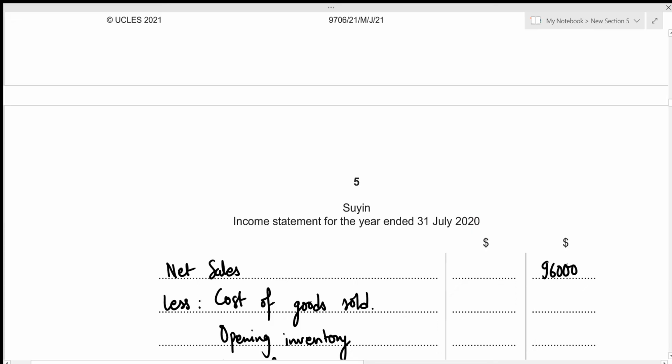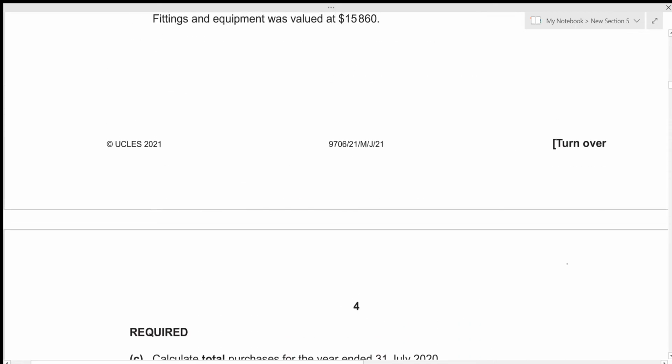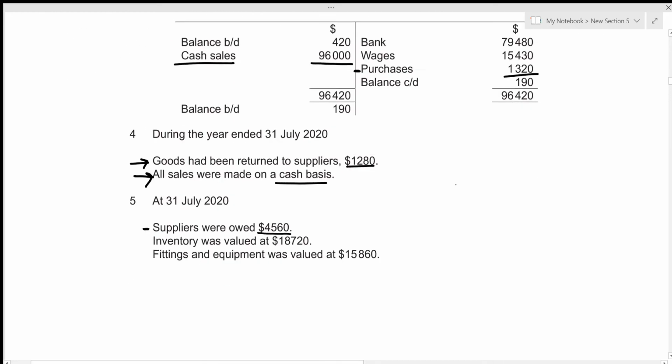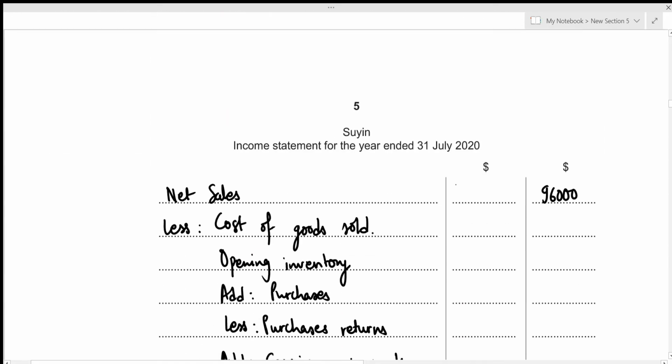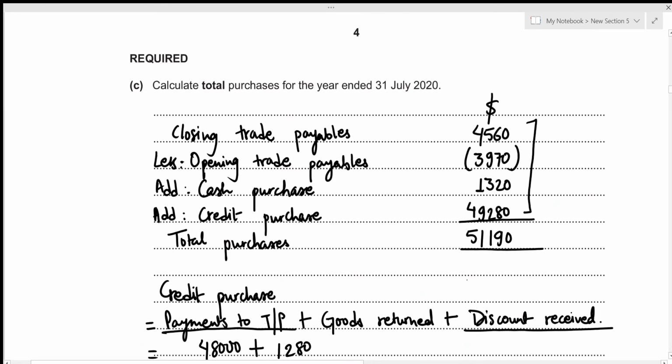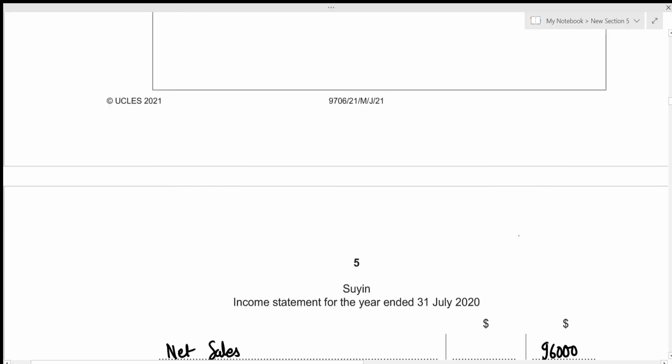Now we need to look for opening inventory, which will be given under the opening dates information. So we're given inventory right here, which amounts to 11,440. Let's write that down. That's 11,440. We need to add purchases. So purchase, we just figured the amount right here. So that's going to be 51,190. Let's write that down.